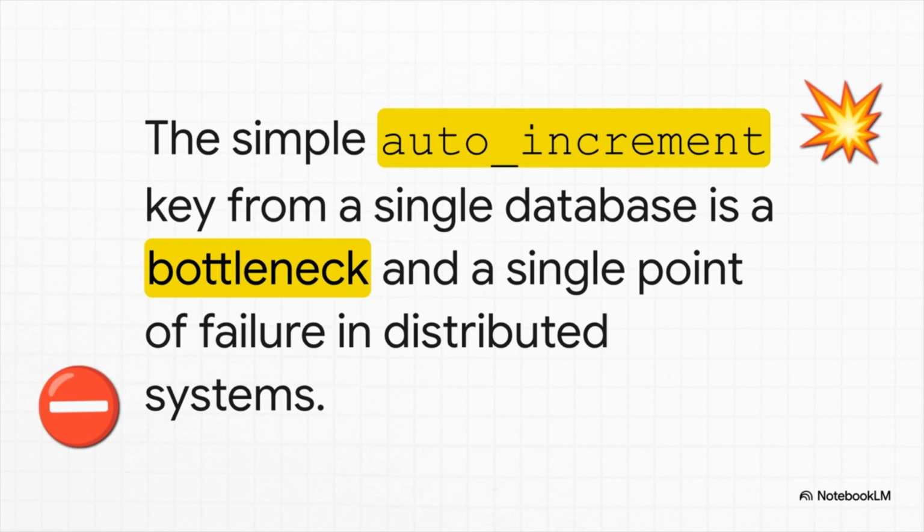You know, the old school way of doing this, just using a simple auto-increment number from a single database, that's a complete non-starter in a big distributed system. That one database instantly becomes a massive bottleneck. Every single server has to get in line, waiting its turn to ask for a new number, and even worse, if that one database goes down, poof, your entire system is dead in the water. It's a classic single point of failure.